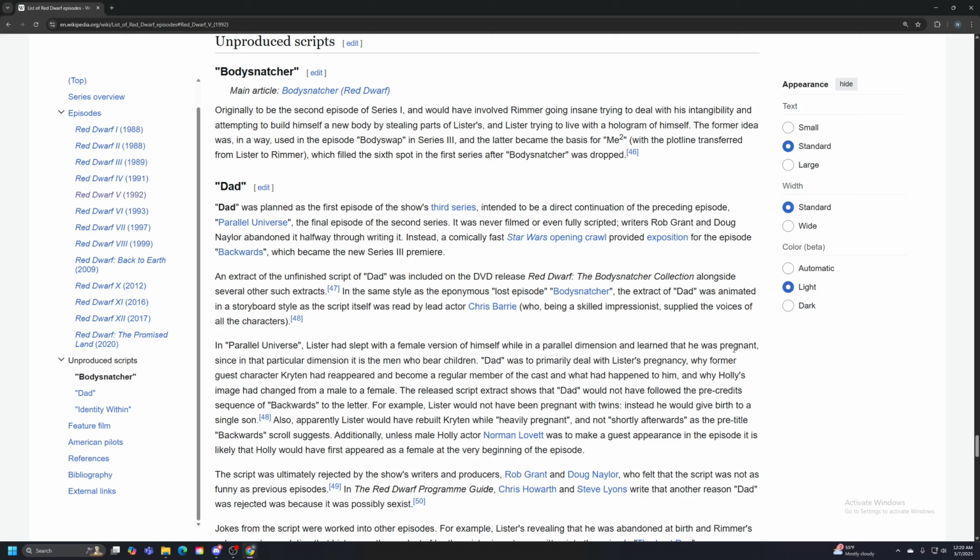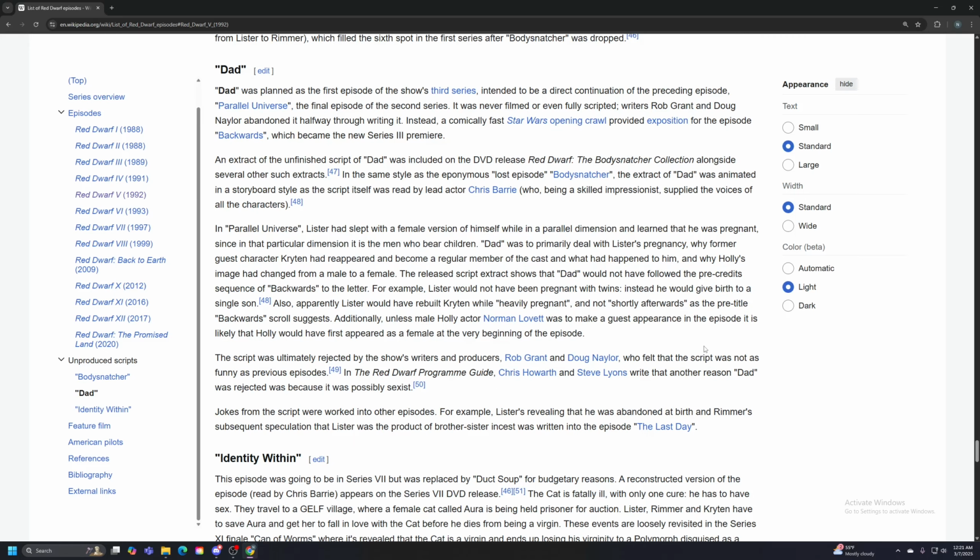Body Snatcher. Originally to be the second episode of Series 1 and would have involved Rimmer going insane trying to deal with his intangibility and attempting to build himself a new body by stealing parts of Lister's, and Lister trying to live with a hologram of himself. The former idea was, in a way, used in the episode Body Swap in Series 3, and the latter became the basis for Me Squared, with the plotline transformed from Lister to Rimmer, which filled the 6th spot in the first series after Body Snatcher was dropped.